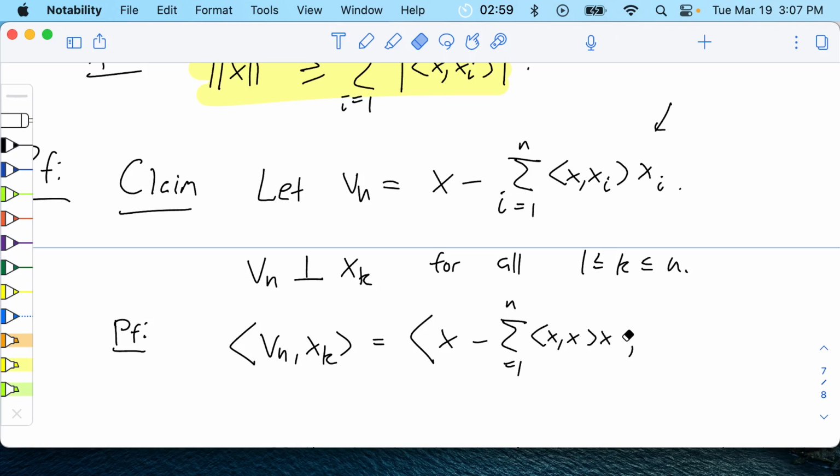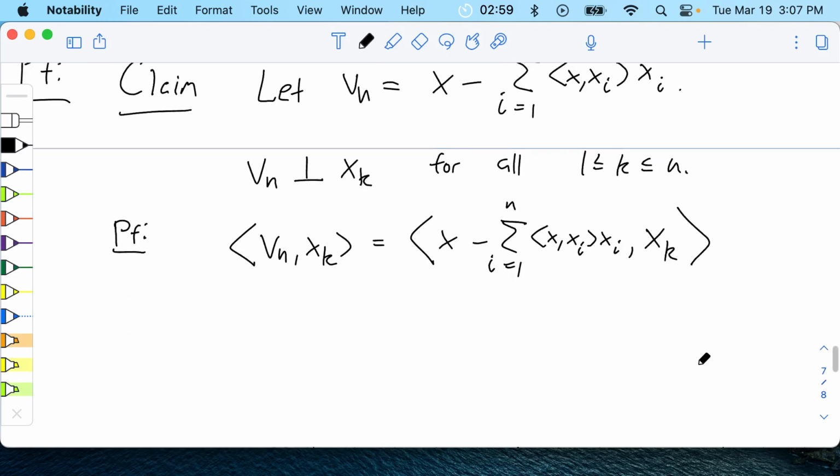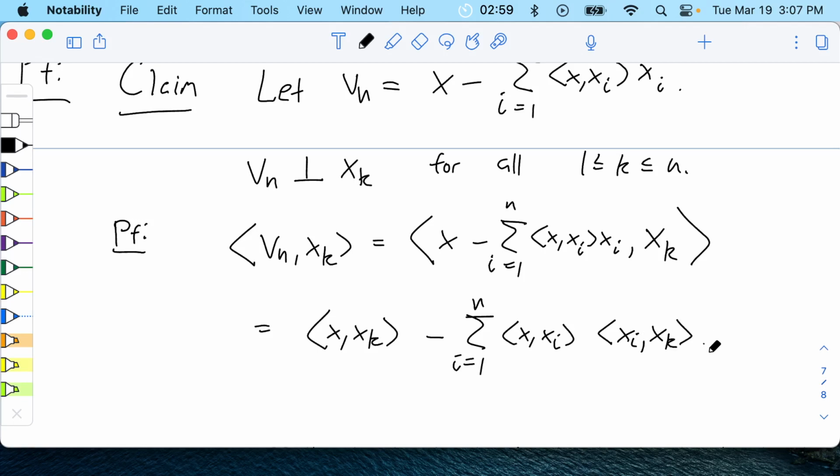This is like a skill you learn, to be careful with your dummy variables so you don't get mixed up on what is what. Okay. But that is what I have. And I'm going to expand this out. There's two parts to this. There's ⟨x, xk⟩. There's a minus, there's a sum. And then there's the coefficient ⟨x, xi⟩. And then you have ⟨xi, xk⟩. This is the kind of sum you'll see all the time in physics classes, things like that.